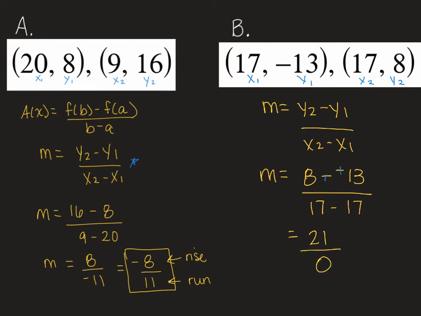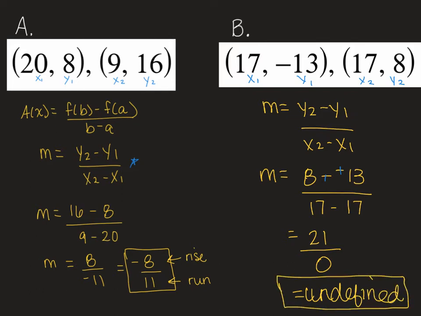Okay, so this is kind of an issue here, right? We cannot divide by 0. This is called an undefined slope. So your answer is actually this word, undefined, not necessarily the number 21 over 0, because we cannot divide by 0.